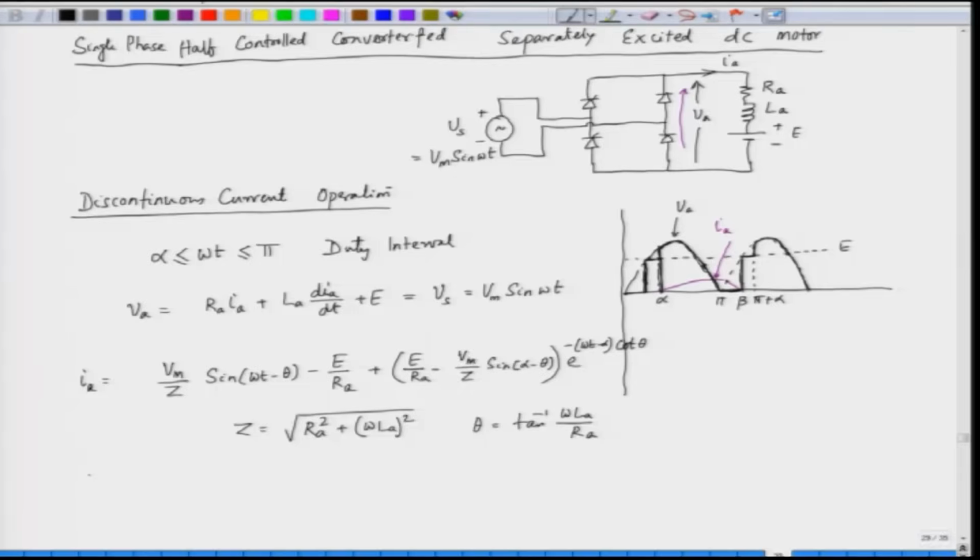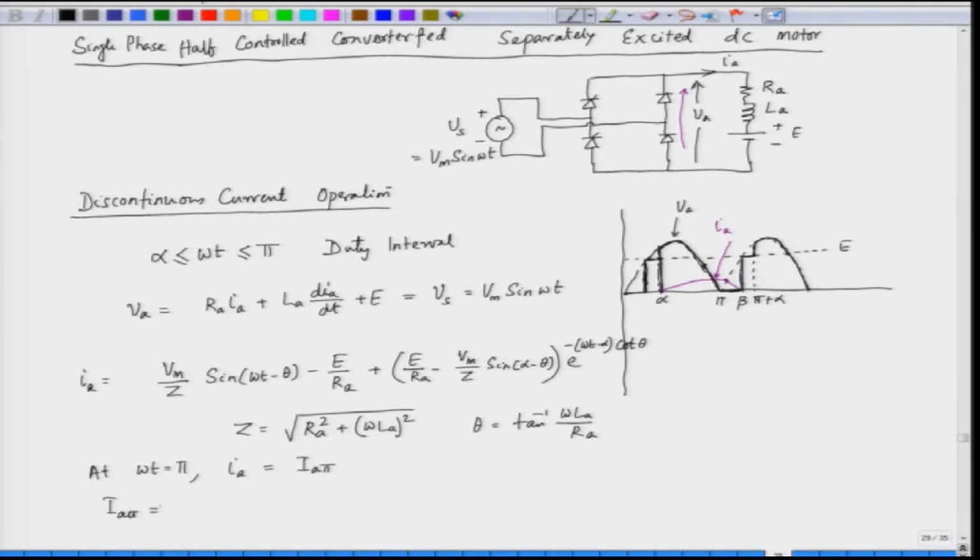So, at omega t equal to pi, I_A reaches a value I_A(pi). When it reaches omega t equal to pi, this is I_A(pi). So, we can substitute the value of omega t and find out what is I_A(pi).